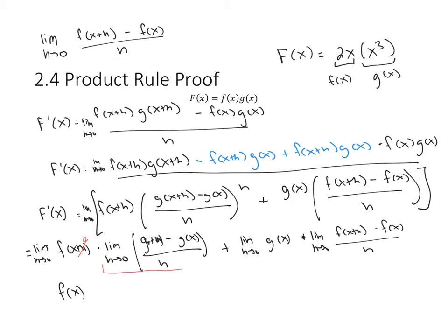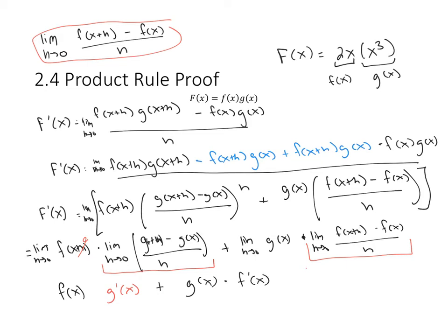Now let's take a look at this part. Hopefully you recognize that as the limit formula that we wrote out here. So this one is just g prime of x plus, again, there's no h in this one, so it's just going to be g of x. And again, hopefully you recognize that as f prime of x. So the product rule is f of x times g prime of x plus g of x times f prime of x. This is super important, and on the next slide I'm going to summarize it for you.